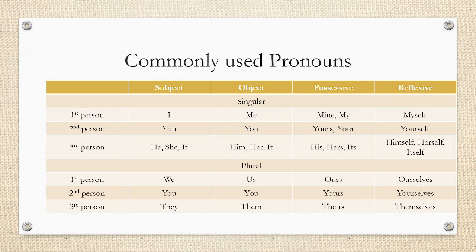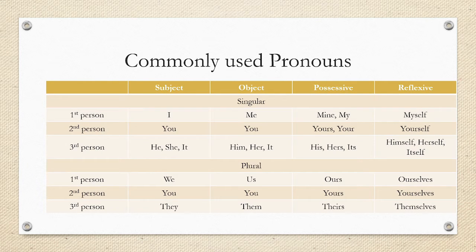So, what is subjective? What is objective? What I am telling you here. When the pronoun comes at the place of subject, that is the subjective. And when a pronoun comes at the place of object, then it is called the objective. And possessive means something that you have, okay, and reflexive, okay. So those are the differences.